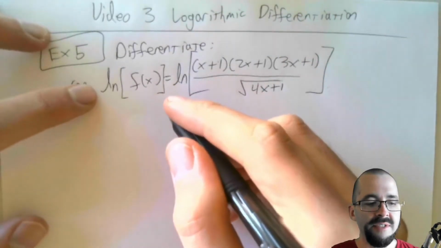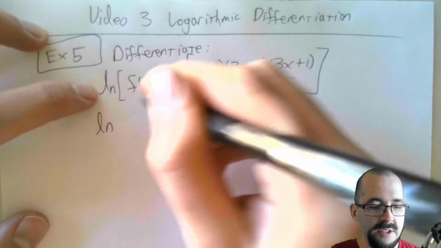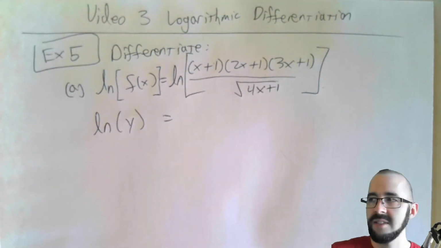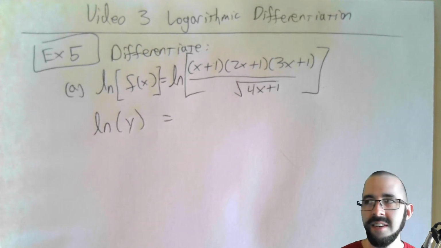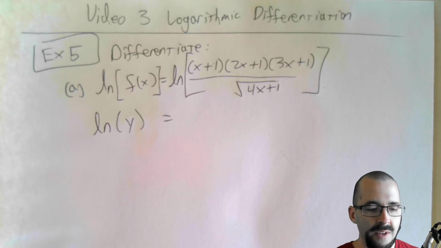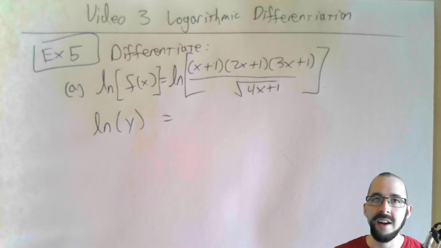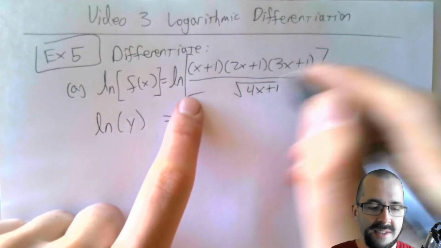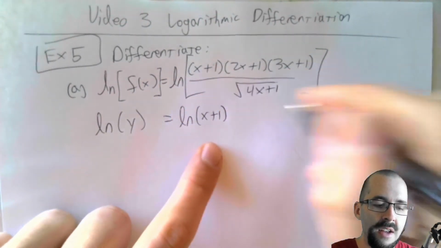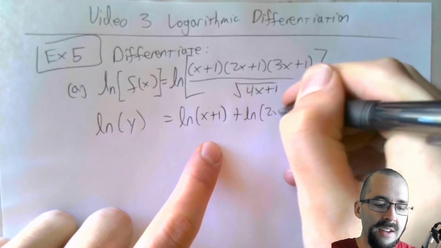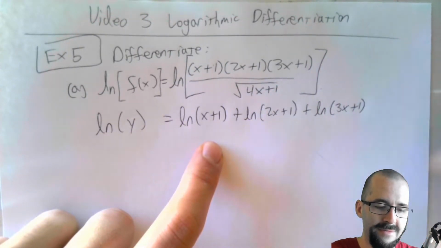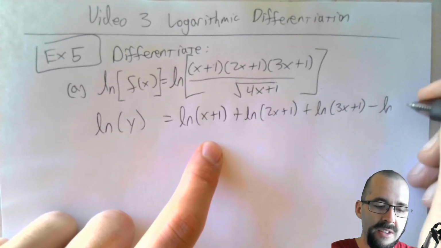Now let's rewrite the left-hand side. Let's write it as the natural log of y. A lot of times we use f of x and y interchangeably. All right. And let's rewrite the right-hand side too. The right-hand side we're going to rewrite a lot, because we can simplify the right-hand side by a ton. It'll be the natural log of the first guy, plus the natural log of the second guy, plus the natural log of the third girl, minus the natural log of the denominator.